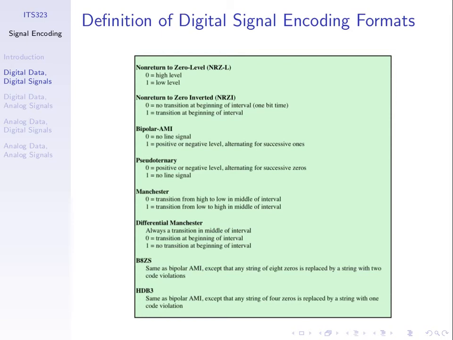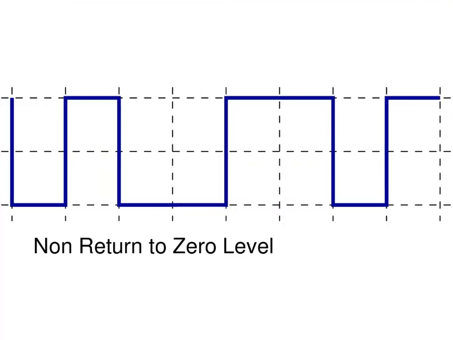The first one we'll go through is the simplest. It's called non-return to zero level. We'll get a definition in a moment. Here's a digital signal. Okay, it's been generated and transmitted across a communication system. How is it generated? Non-return to zero level, NRZ-L, the mapping, remember we have digital data, zeros and ones, and we create a digital signal like this one.